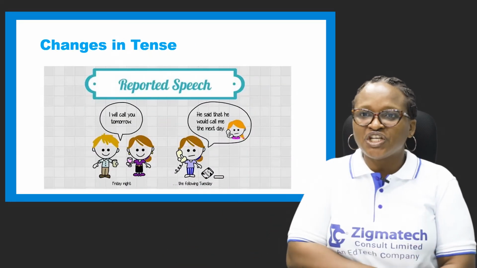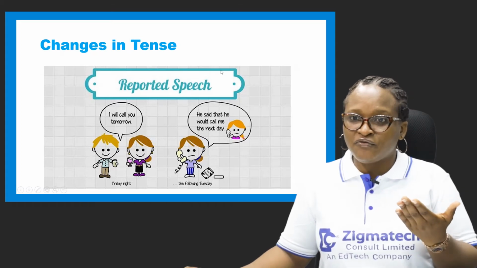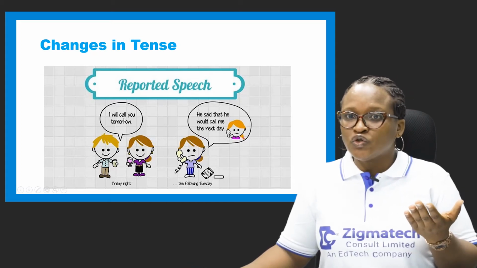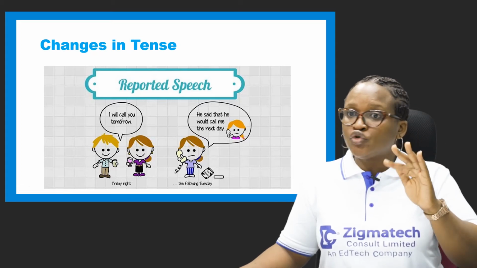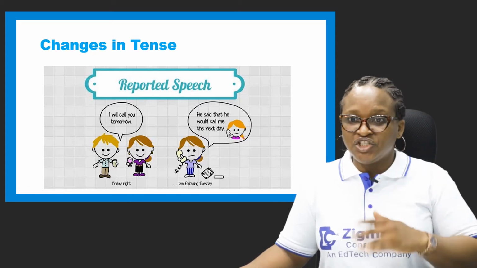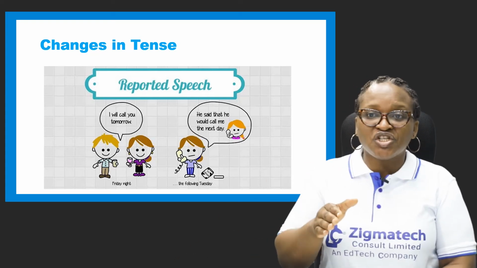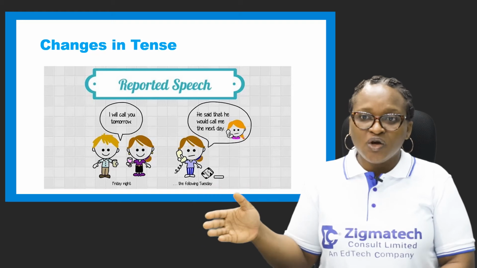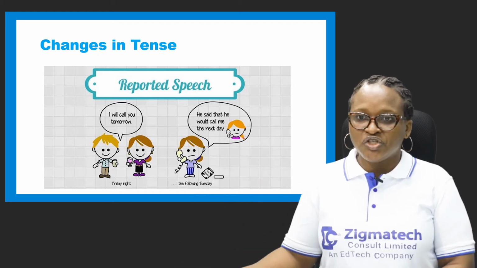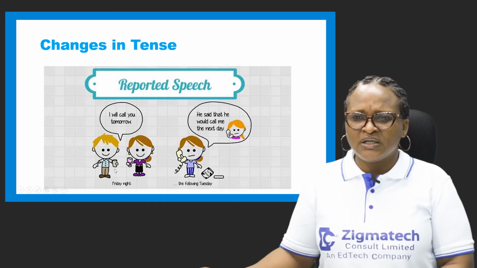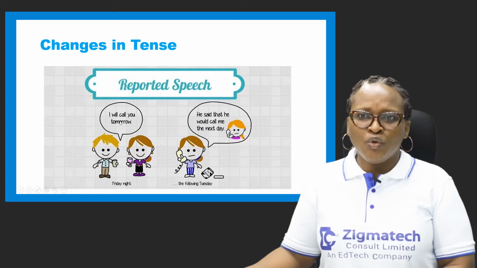Now let's look at this, changes in tense. Very important, changes in tense. Don't just get yourself confused. We want to look at changes in tense, not just about changing from direct to indirect. No, we want to look at the changes both in tense and in certain words. There are certain words that change in direct and indirect speech. What you have in direct speech, at the point of changing to indirect, the words change. Now look at this example. It says, I will call you tomorrow.